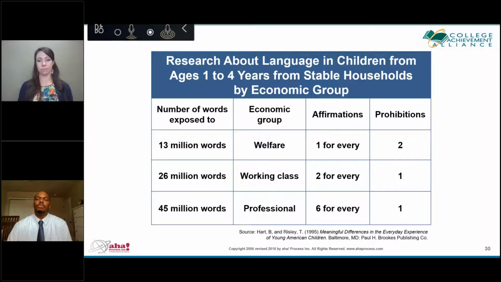But then what's really important to me is the affirmations versus the prohibitions. So what we see with the affirmation is that as your word count goes up, you have more words and resources in your tool belt to provide positive affirmations. And that positive affirmation is that attunement that students are seeking. So I know this is challenging, but how are you going to reaffirm me that I have the opportunity and the potential to achieve your high expectations?